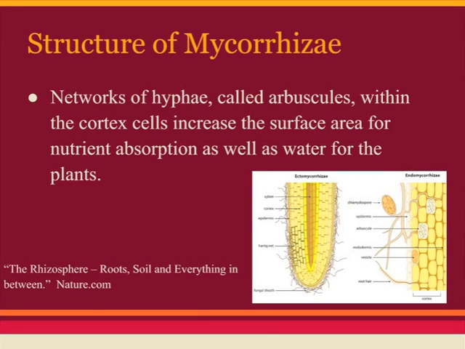As indicated in this image, it basically identifies the differences between ectomycorrhizae and endomycorrhizae. In endomycorrhizae, there are these networks of hyphae within the cortex cells called arbuscules, and they increase the surface area for nutrient absorption as well as water for the plants.